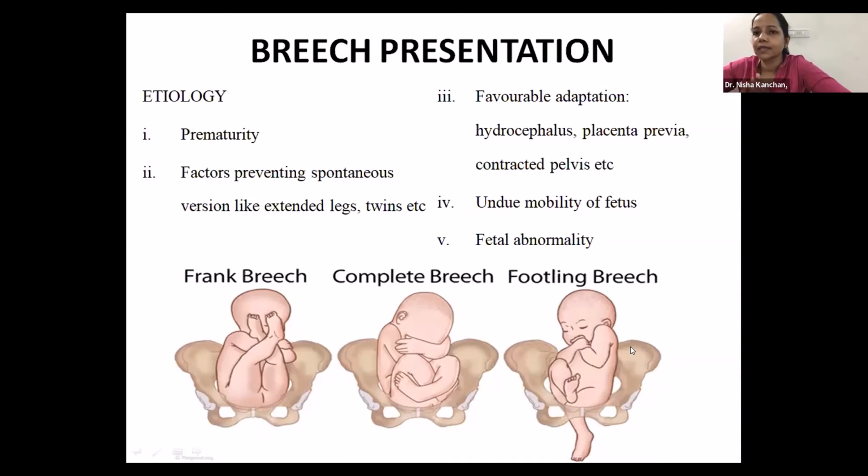So complete breech is the same as cephalic, but opposite. But in frank breech, the knee joint is extended. In footling breech, there is partial extension at the hip joint, partial extension at the knee joint, 1 or 2. It need not be both. So at the level of the cervix, the part of the baby which is presenting is the foot. Okay, next slide.